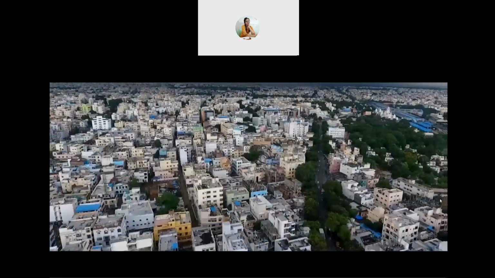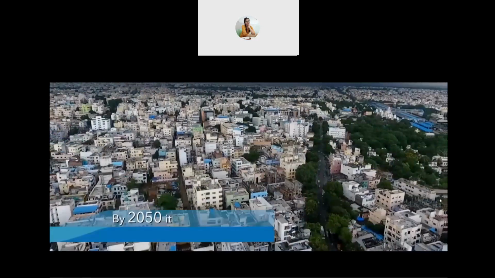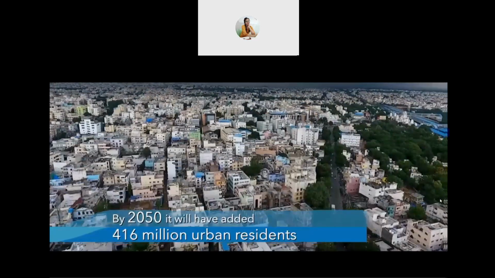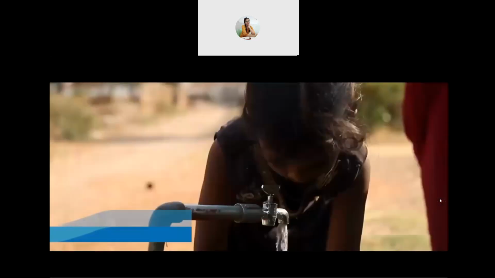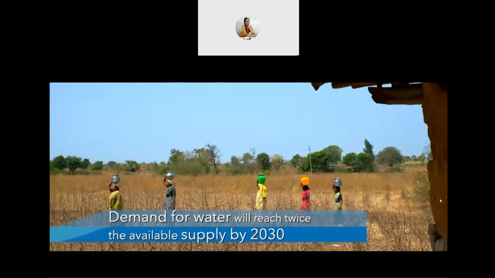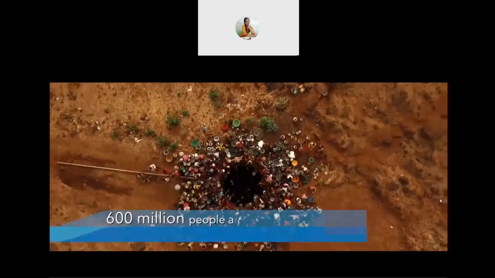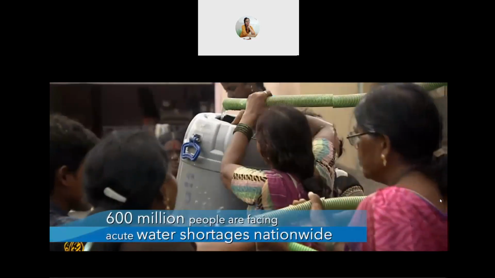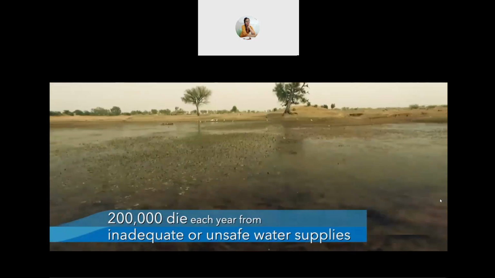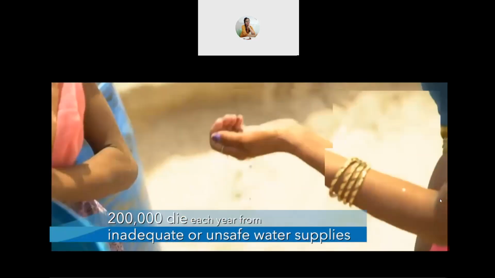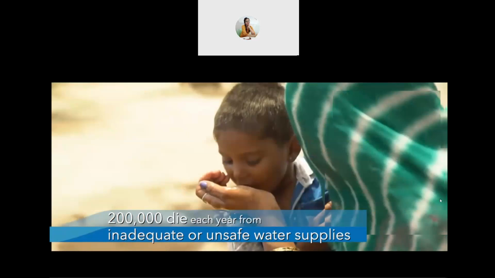India is all set to become the world's most populous country in less than a decade, and by 2050, it will have added 416 million urban residents, according to the UN. Demand for water will reach twice the available supply by 2030, placing hundreds of billions of lives in danger. Already, 600 million people are facing acute water shortages nationwide, and 200,000 die each year from inadequate or unsafe water supplies, according to the Niti Aayog report.